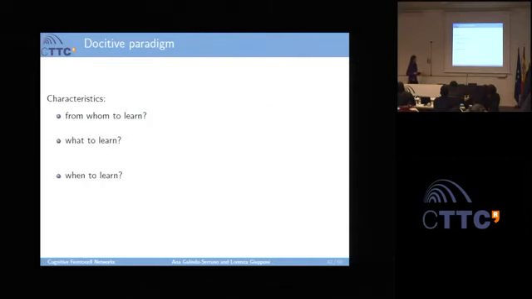So these are the main characteristics: from whom to learn or to whom to teach, what to learn, and when to learn. To select from whom to learn, we have to guarantee that those agents have the same impact in the system or in the network.